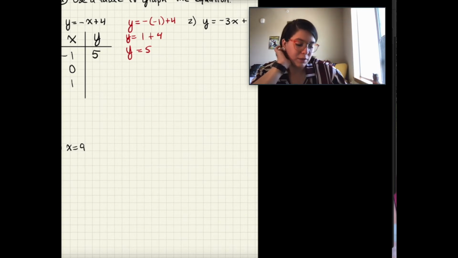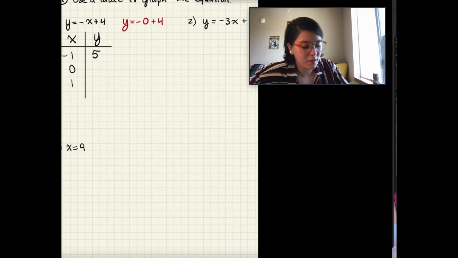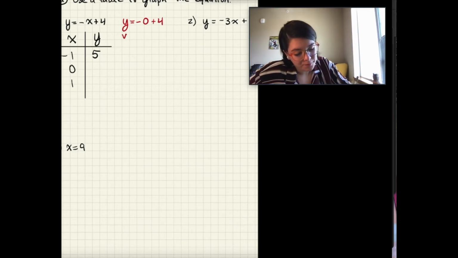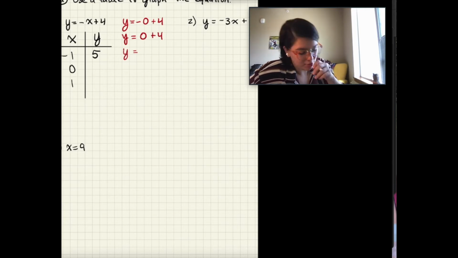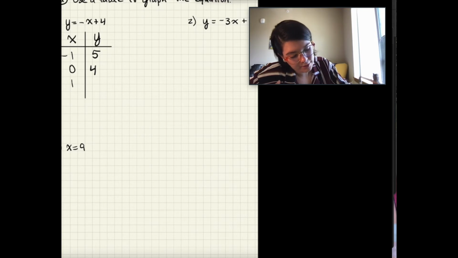Plug in 0 and then plug in 1. So if we plug in 0 for x, we'll get -0 plus 4. Well, -0 is just 0. So we can write this as 0 plus 4. And then 0 plus anything is just that number. So 0 plus 4 would be 4. So we get 4. And then finally, for x is equal to 1, we'll plug in 1 for x. So you get y is -1 plus 4. And then -1 plus 4 is just +3. So we get y is 3.